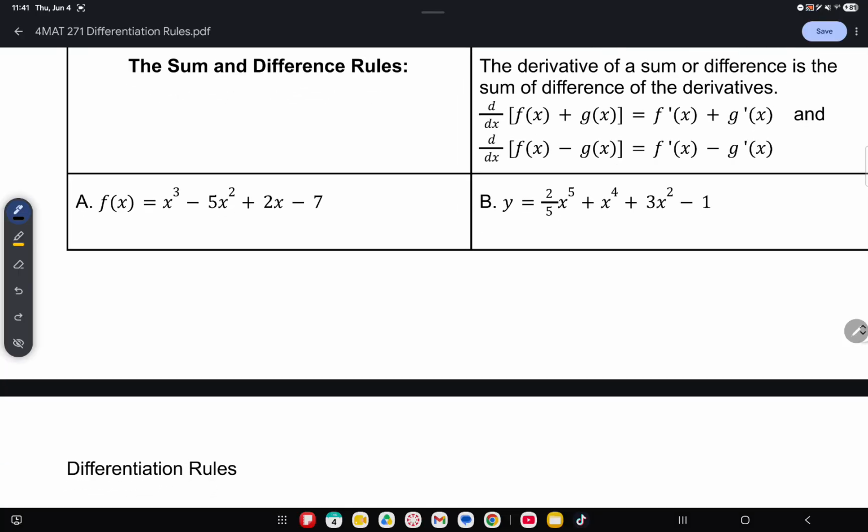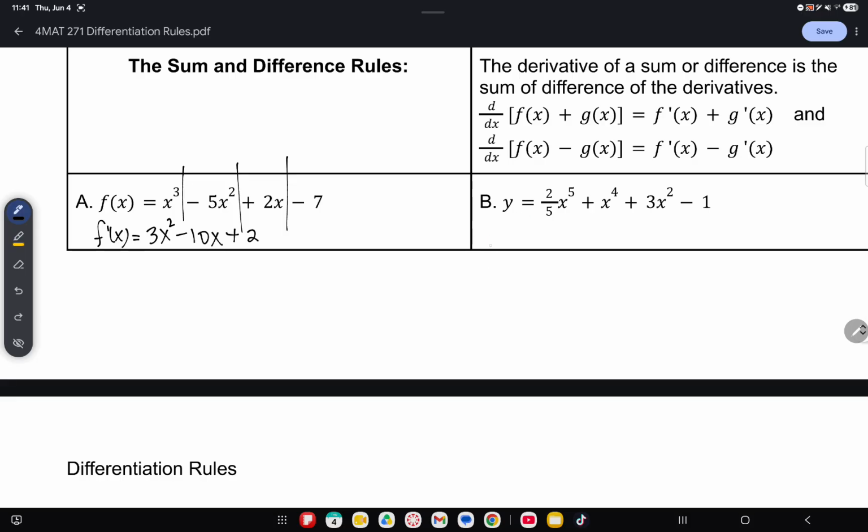And I didn't leave enough space here, so I might go in the space below the box here. But we can separate these into their own terms and just apply the power rule here. So the derivative of x cubed is 3x squared. The derivative of negative 5x squared is negative 10x. And then we've got plus 2 and then minus 0, which we don't really need to write, right? And notice how I just combined them with the signs that were there.